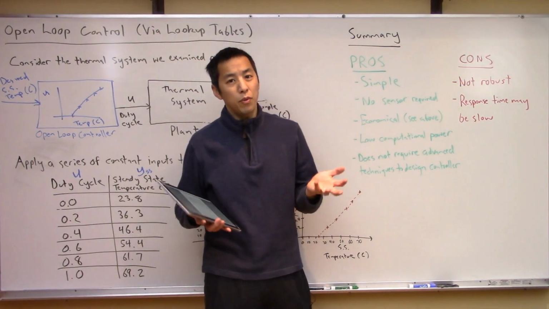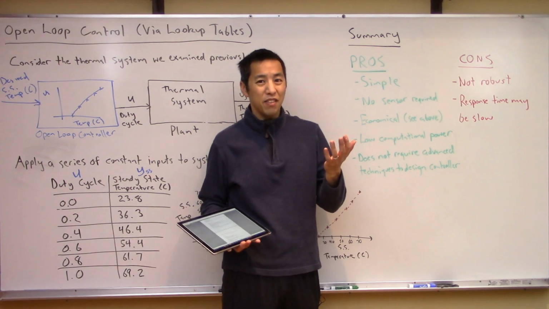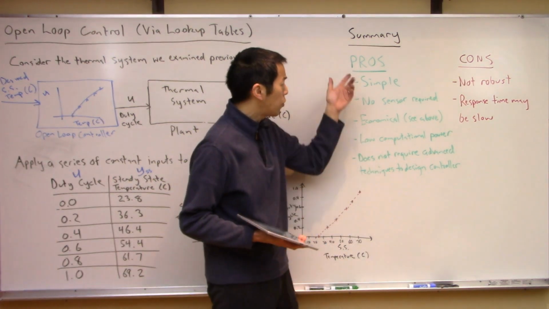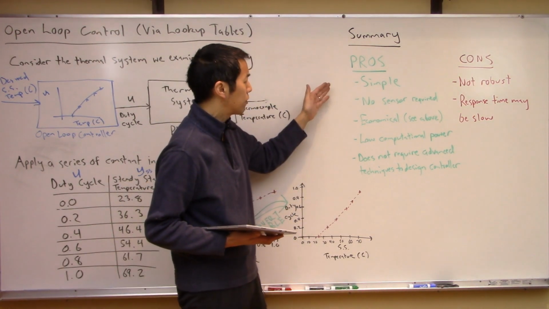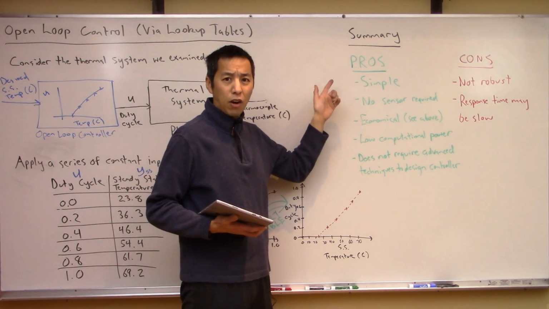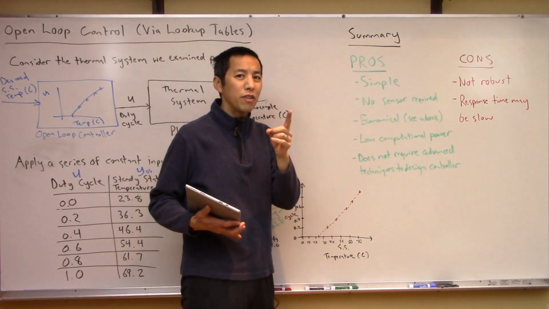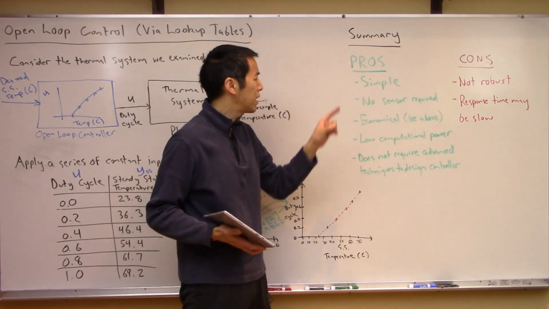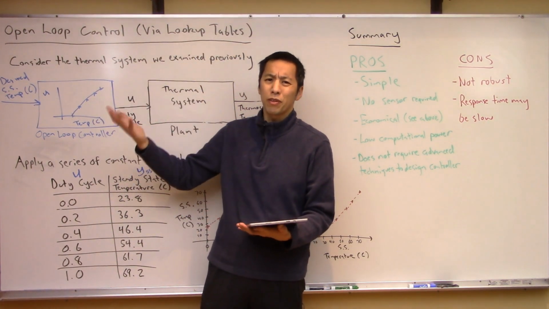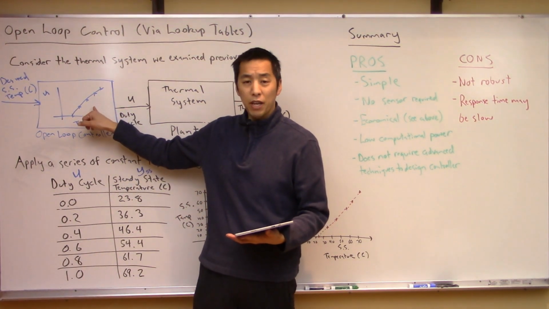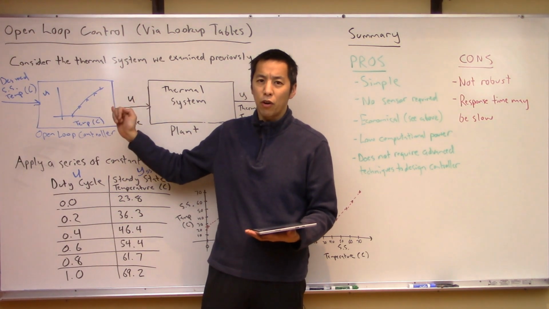All right, so I think we saw some benefits and some drawbacks of this type of system. So why don't we take a moment to summarize some of the pros and cons of this type of open loop control system. On the pros side, obviously the number one reason why you might want to think about this is because it's simple. It's one table, or maybe a multi-dimensional table, but it's not complicated. It's a lookup table. It's effectively all you're implementing.